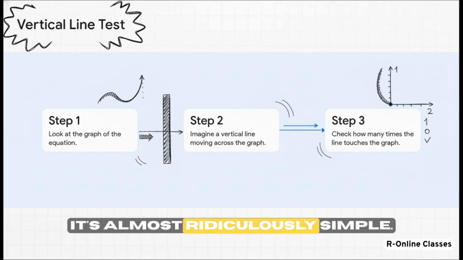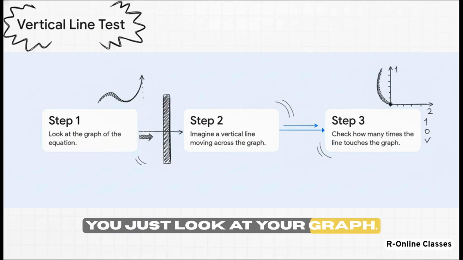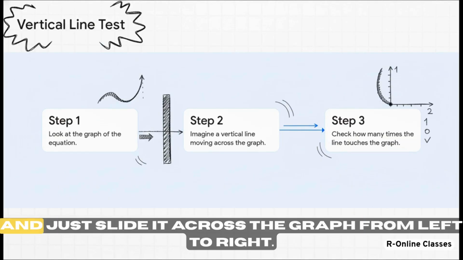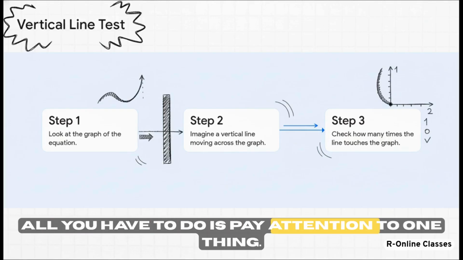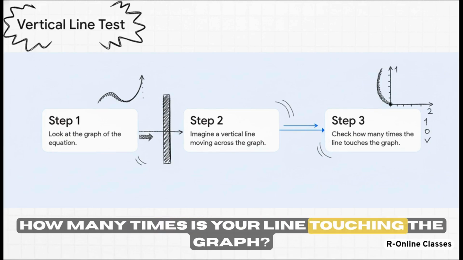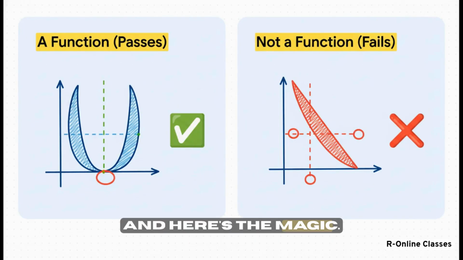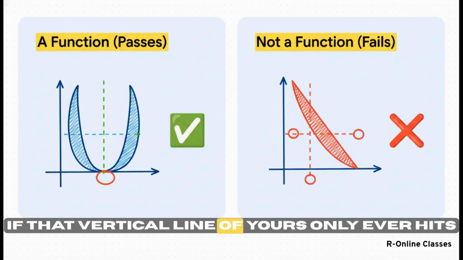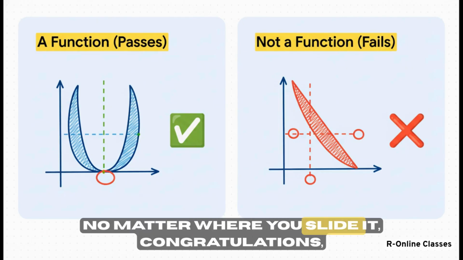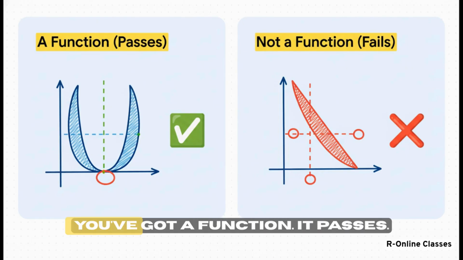It's almost ridiculously simple. You just look at your graph. Now, picture a perfectly straight vertical line, like a ruler, and just slide it across the graph from left to right. All you have to do is pay attention to one thing. At any single spot, how many times is your line touching the graph? And here's the magic. If that vertical line of yours only ever hits the graph at one point at a time, no matter where you slide it, congratulations, you've got a function.